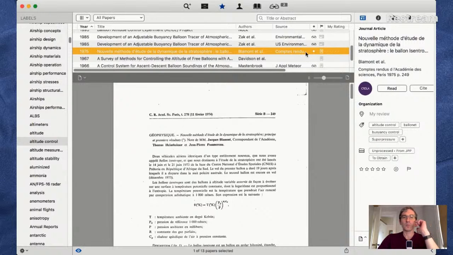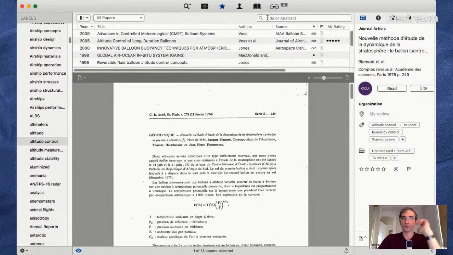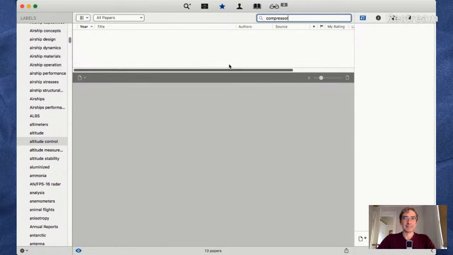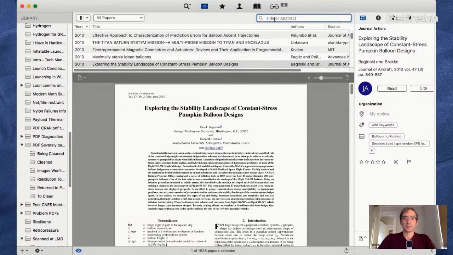Okay, so these are all my keywords that I've searched for altitude control. I'm going to search for compressors. See if there's any. Oh, nothing there. I want to see if there's any uses of pumps compressing helium into tanks. I've got 1,600 of these old balloon engineering documents.